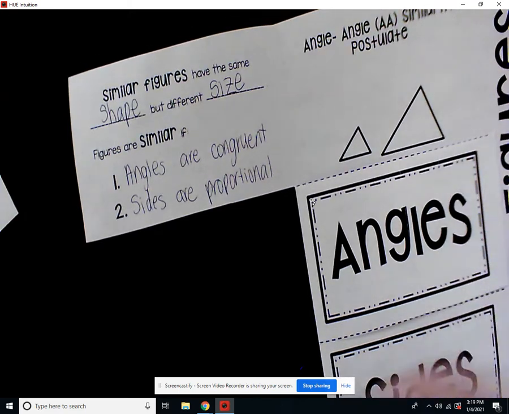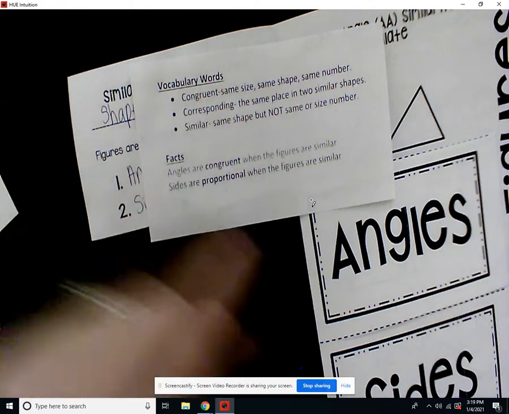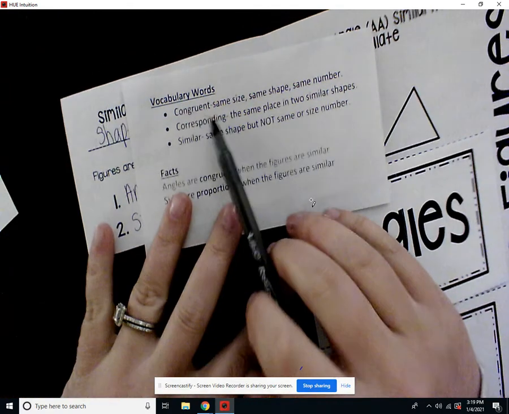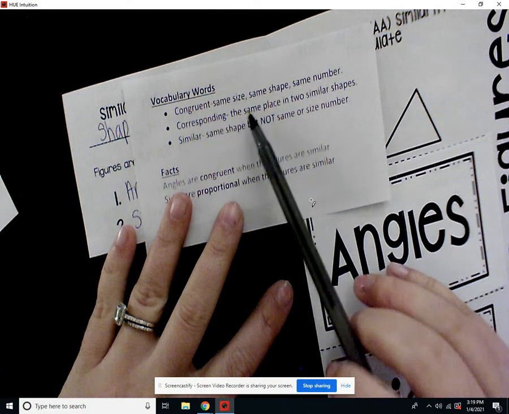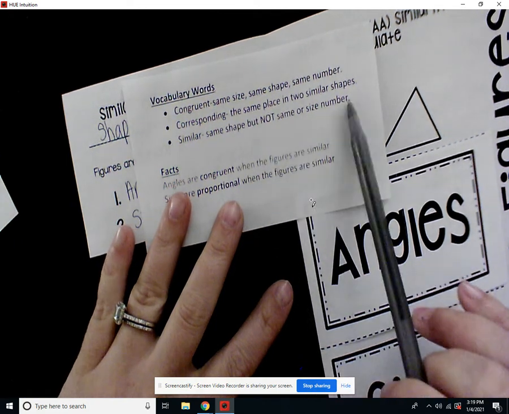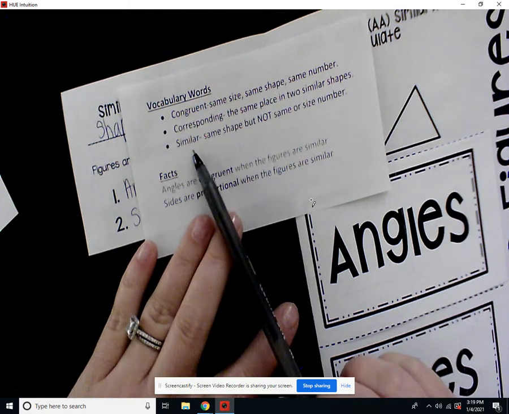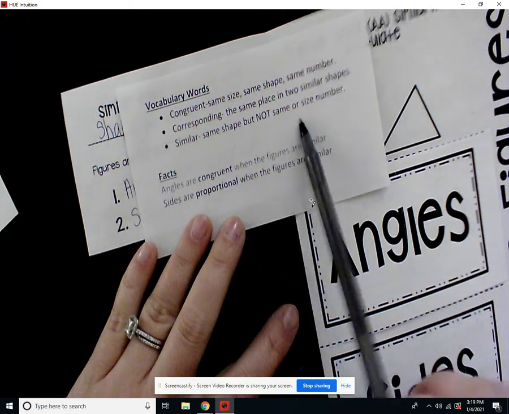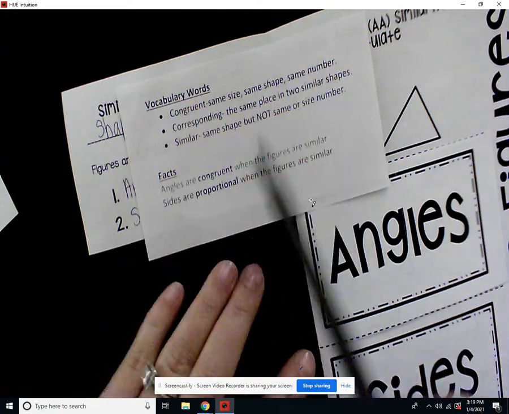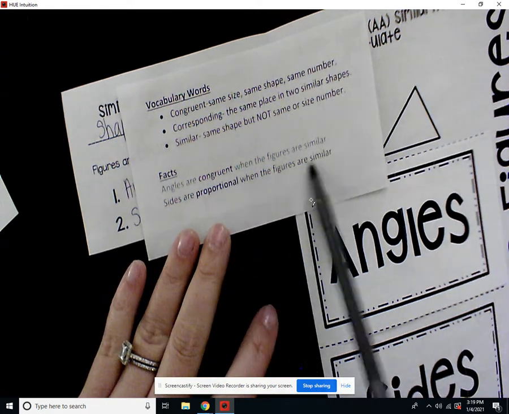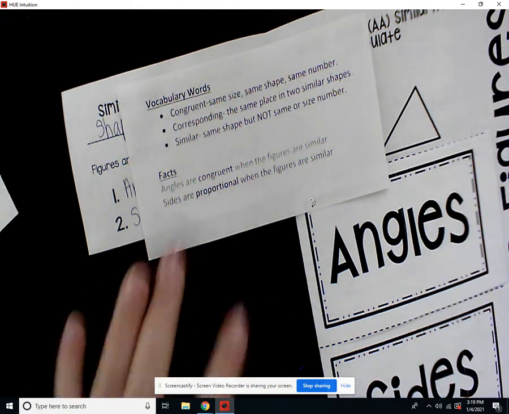So there are 2 kind of small sets of notes. Again, just vocabulary. So congruent, again, is same size, same shape, same number. Corresponding is the same place in 2 similar shapes, and we'll go into more detail in a second on that. Similar is the same shape, but not the same size or the same number. And again, angles are congruent when the figures are similar. Sides are proportional when the figures are similar.